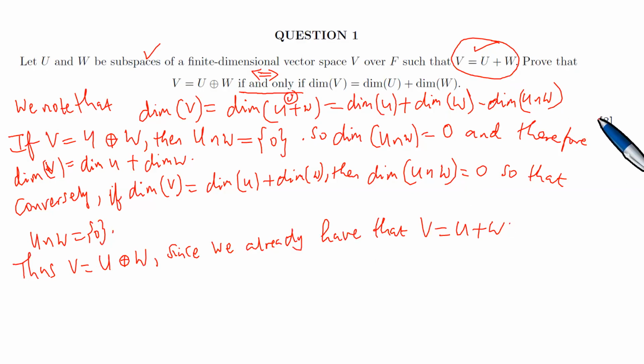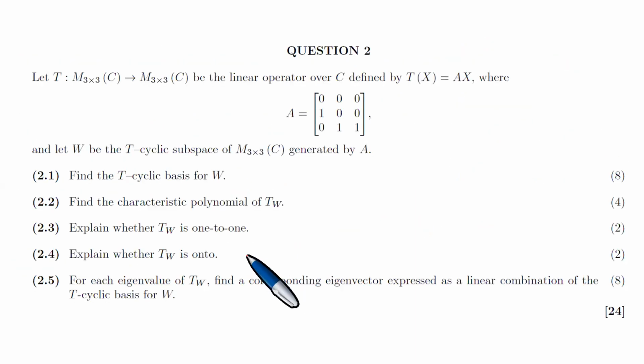But that must be known for the exam, for about 8 marks in this module. The next question. As part of what must be learned: the idea of a T-cyclic basis, the characteristic polynomial, a T one-to-one map, T is onto.